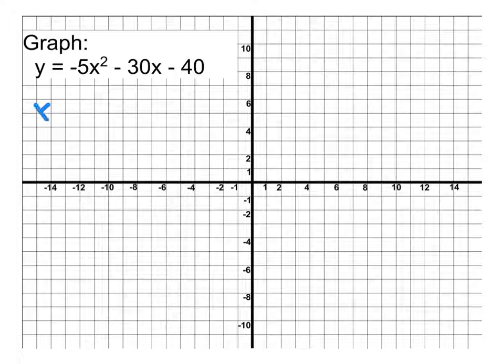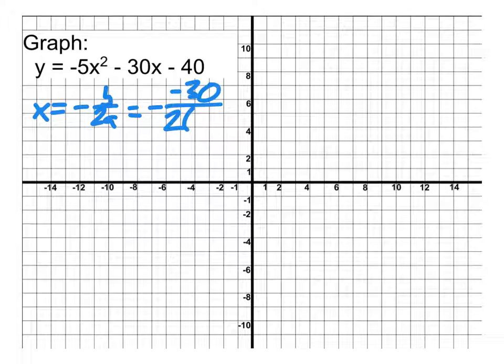It is x equals negative b over 2a, which in this case is going to mean that it's going to be a negative. B here is negative 30, so I'm going to do negative 30 there, over 2 times a. A here is a negative 5. Now there's lots of negatives flowing around in there. I wait to simplify them until the very end.